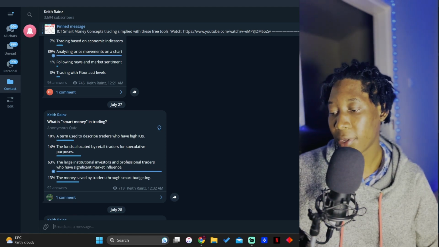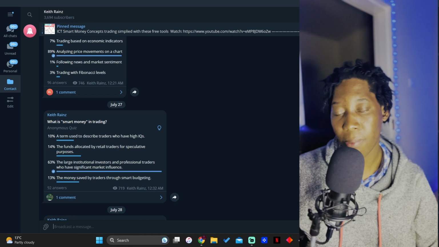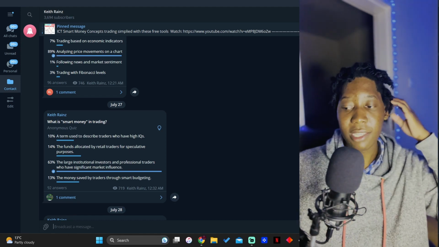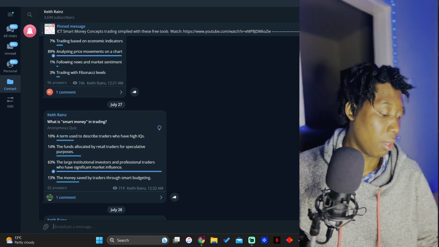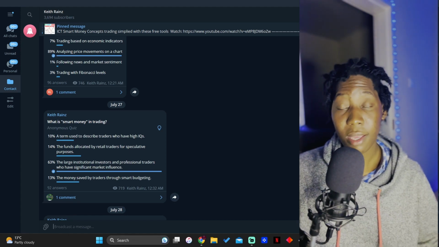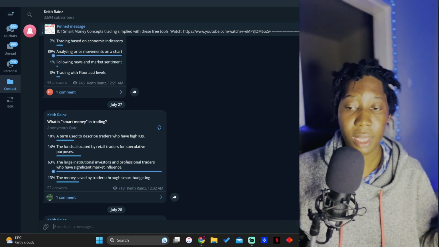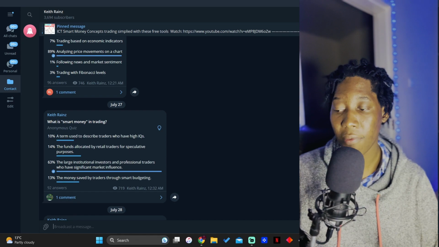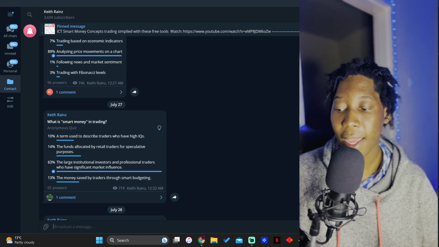Then the last one is about money saved by traders through smart budgeting. No, it's not about saving money. It's a type of strategy, okay? Where you trade as if you're in the bank, or where you trade as if you've got big influence or something like that. Yeah, is that it?